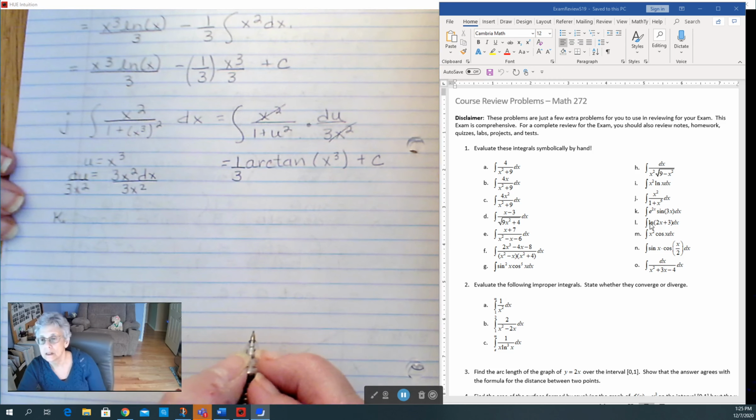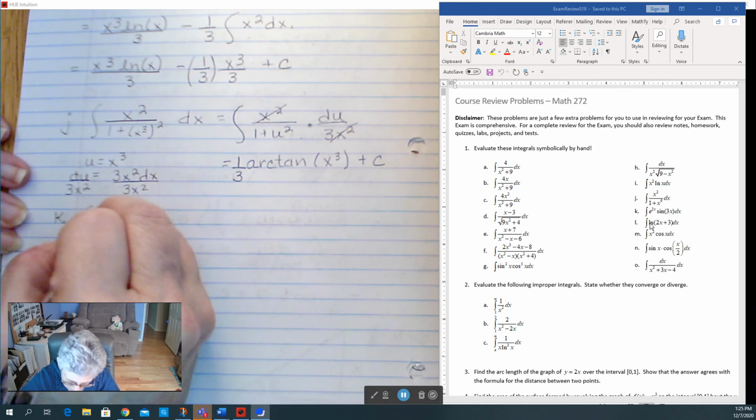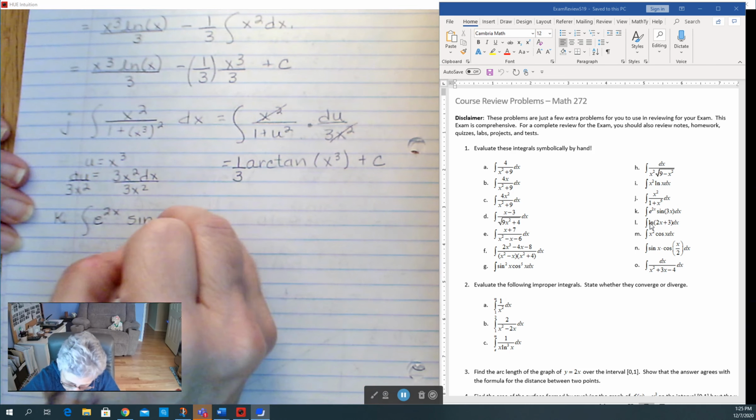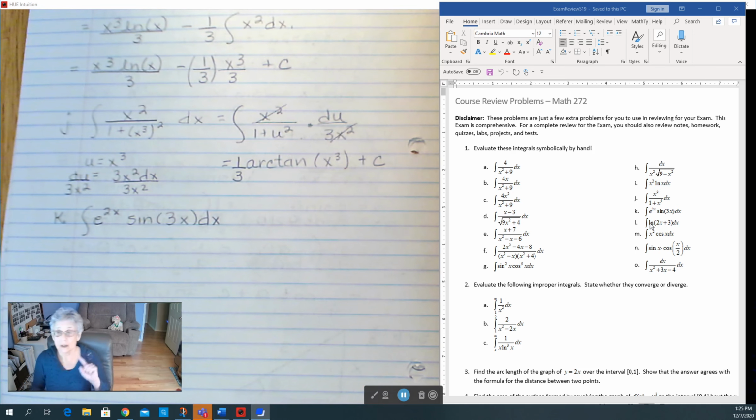K looks suspiciously like a loopy integration by parts problem. The integral of e to the 2x sine of 3x. Now, how do I know that? Because I have e to the something, and I have a trig function. And generally, when you have those two things in the same integral, you have a loopy integration by parts problem.